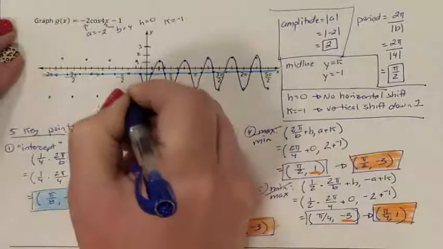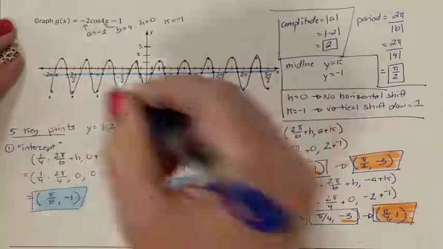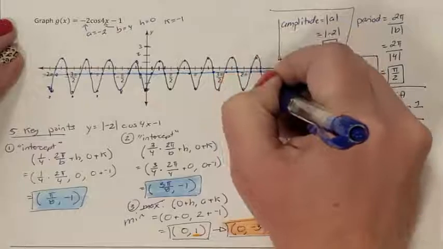Oops, I ended up getting off. These were off their line. And there is my cosine function.